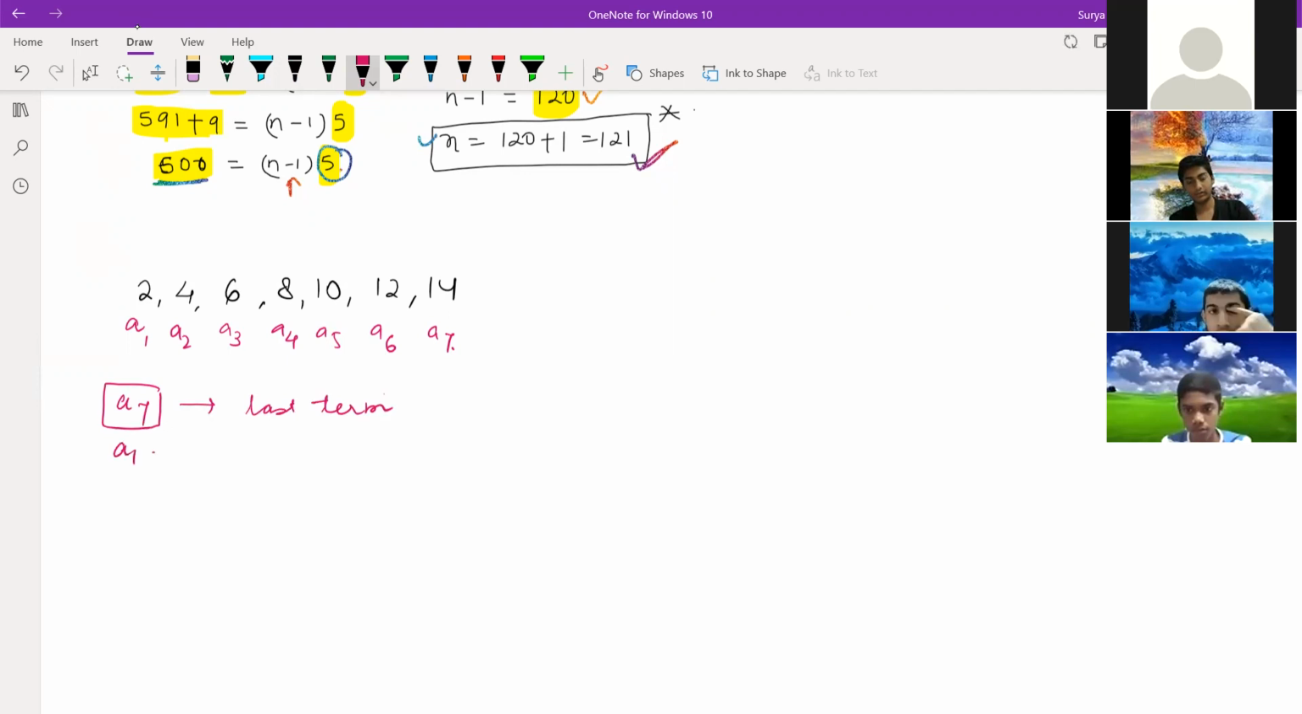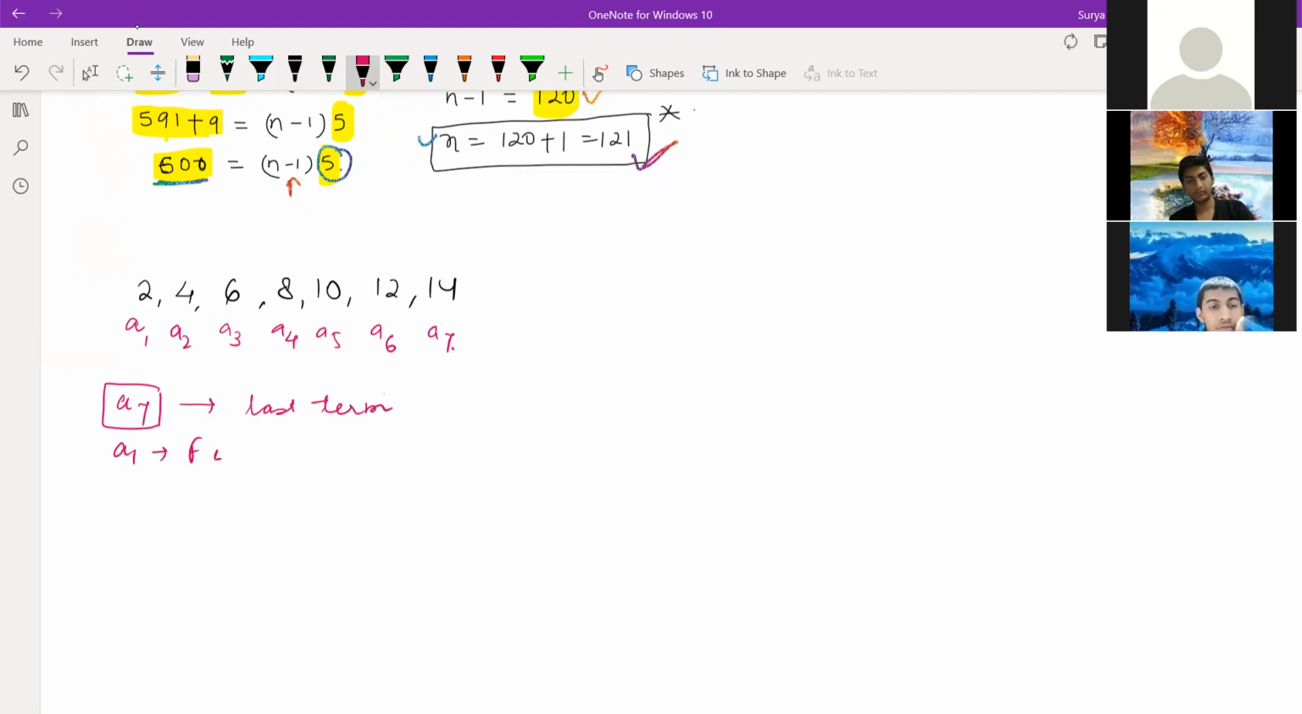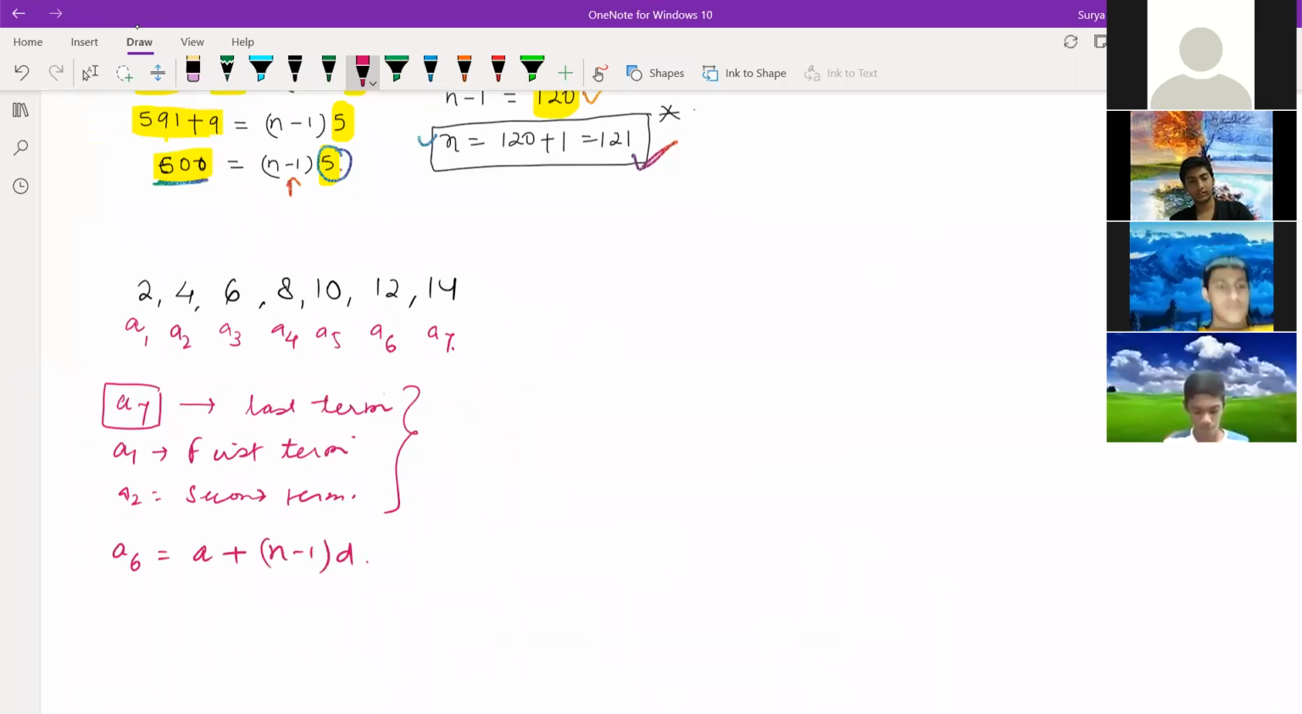A1 is the first term, and then A2 is the second term. Like this, keep on going, okay? So if I want to find A6, what should you write here? A plus n minus 1 times d. This much you know, I think, Praharshan, right? Yes, sir, this much I remember.